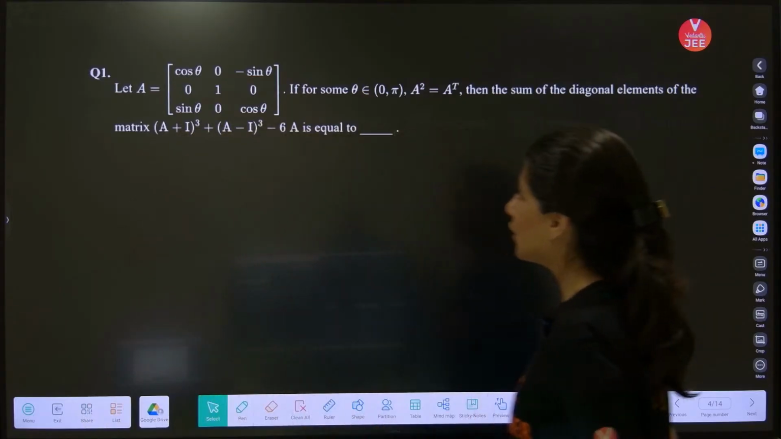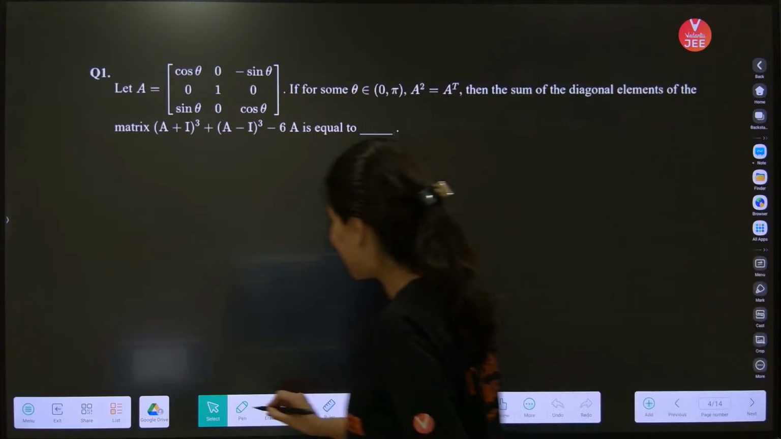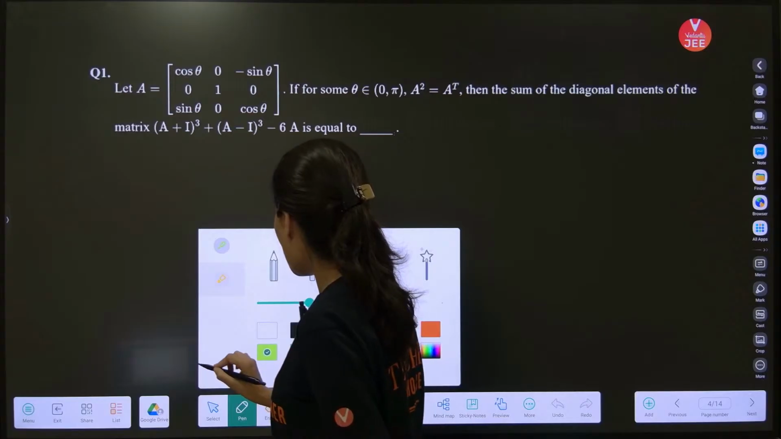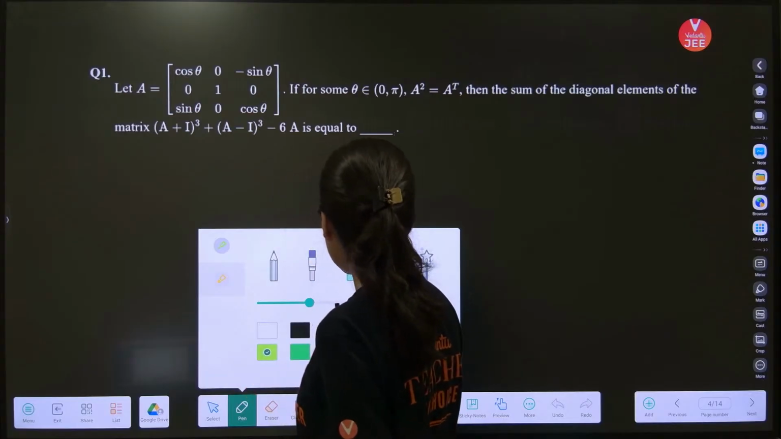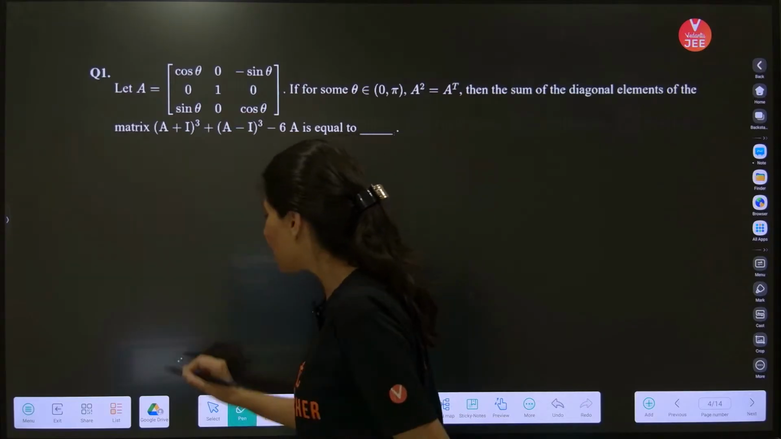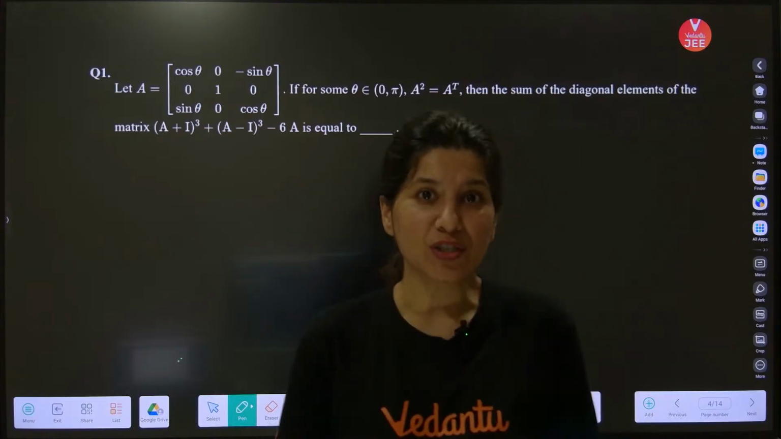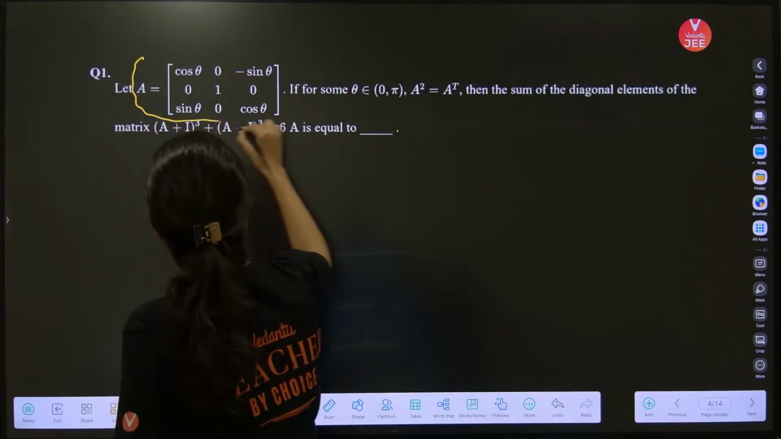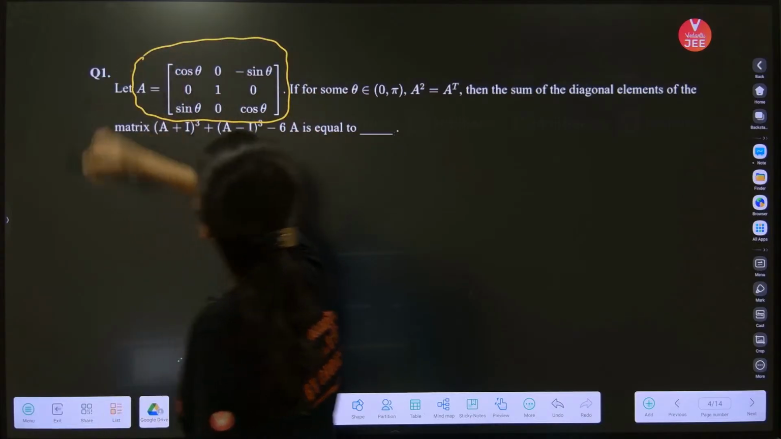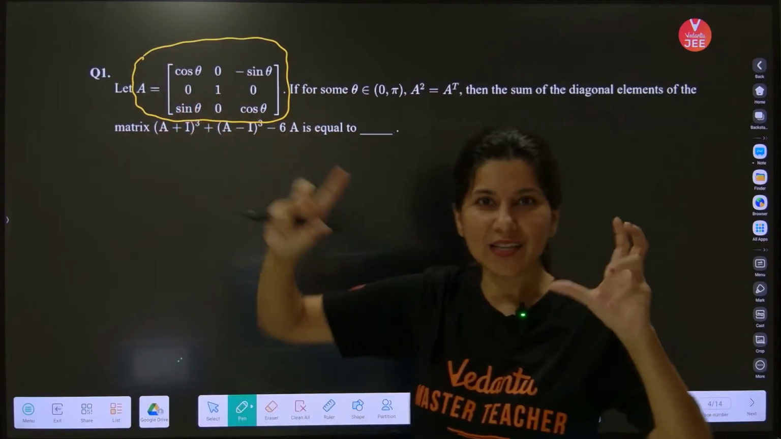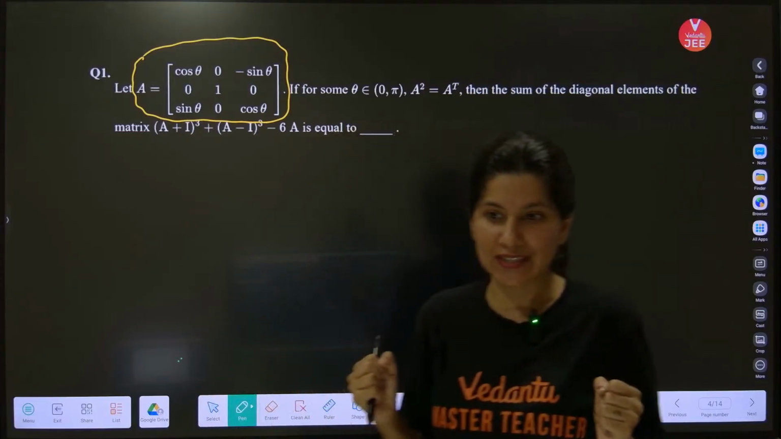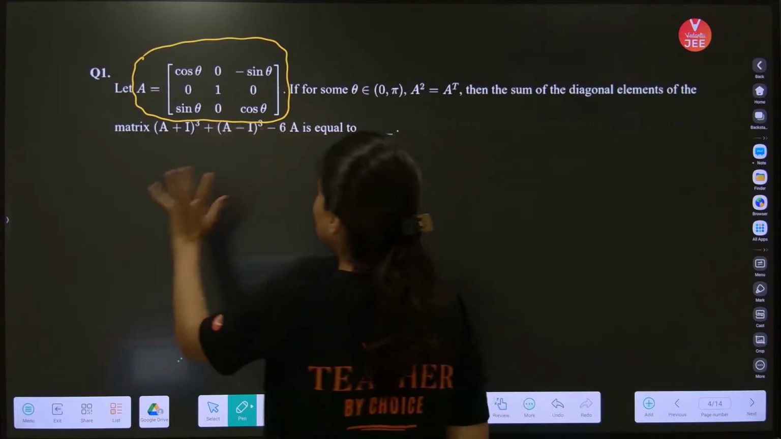The very first question on your screen. Matrix A is given to you. If you have solved a couple of questions, this particular matrix might be familiar to you. This looks like a familiar, special kind of matrix, something which we have identified.